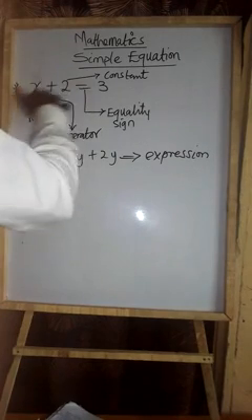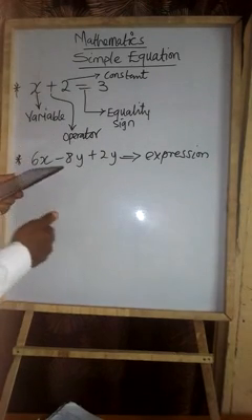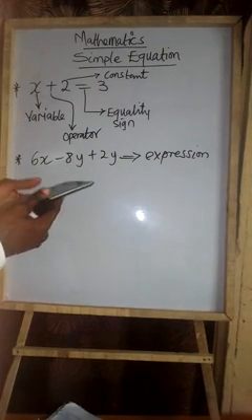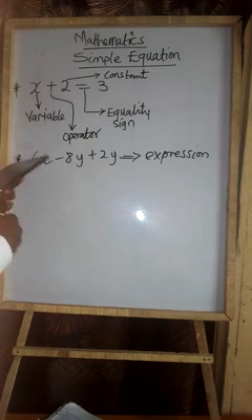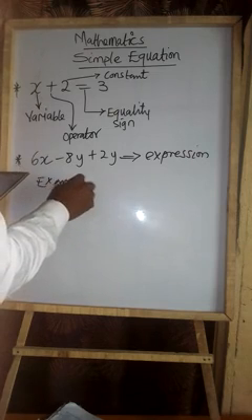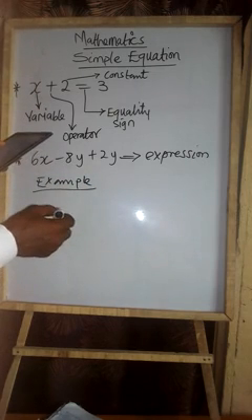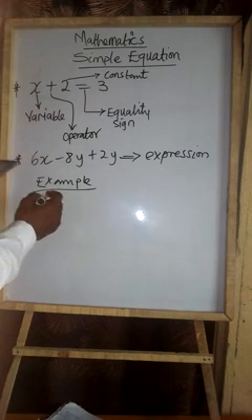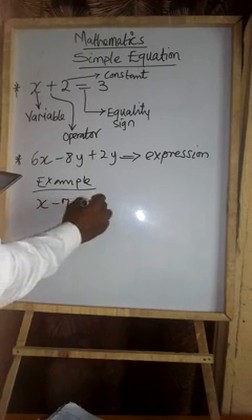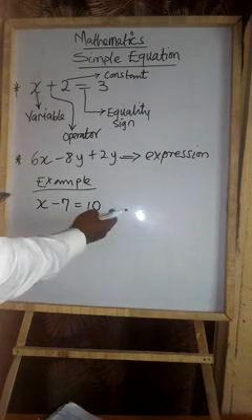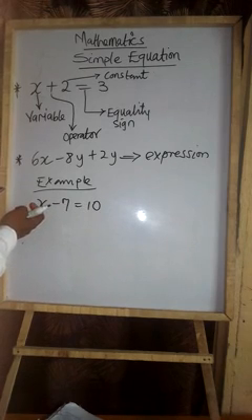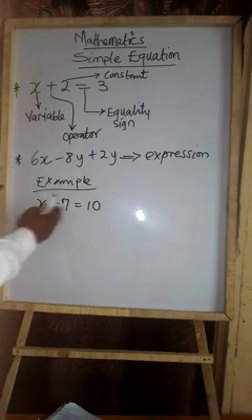In this equation, it's going to take several forms. And at the end of the day, we are going to be finding the unknown, which is the x. For example, if you have things like this, you have x minus 7 equals 10. This is an equation. What you're looking for is this x, the variable, which is the unknown.